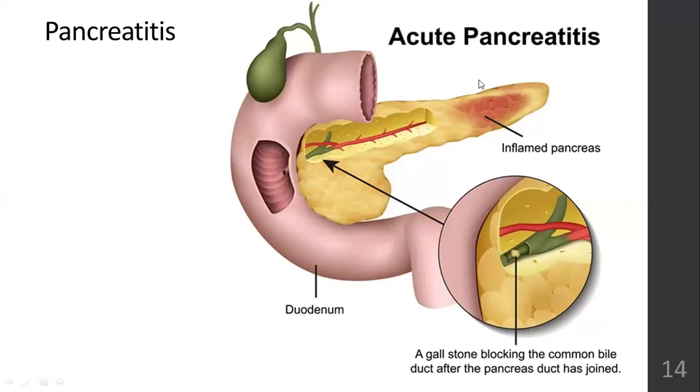So in pancreatitis, the pancreas will be inflamed. Inflammation could be of various causes. It could be infectious as well. Some bacteria can also cause pancreatitis, viral, bacterial. Some toxins can cause it.